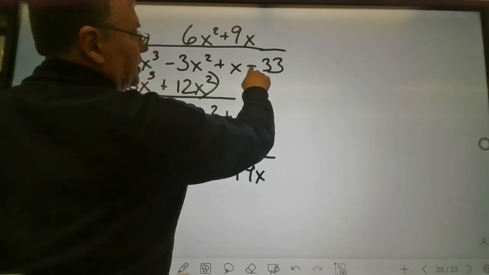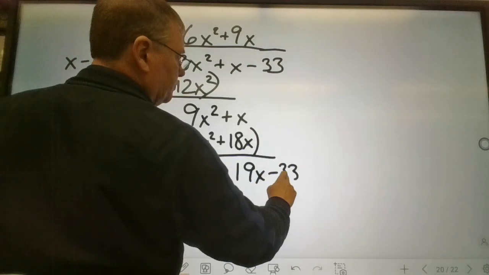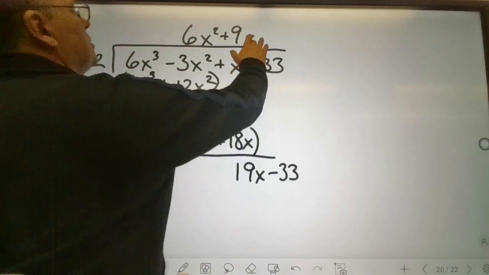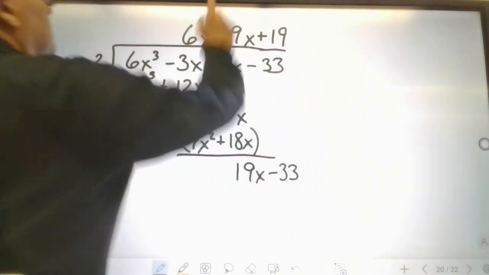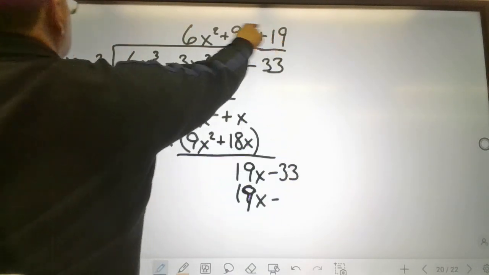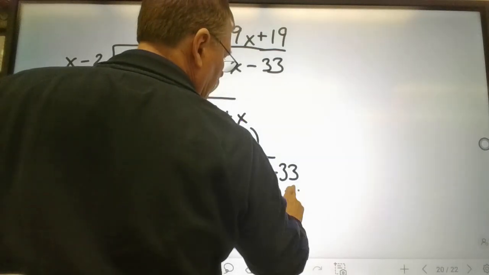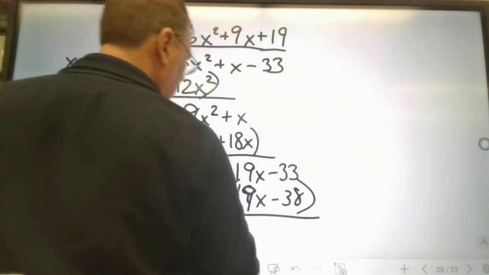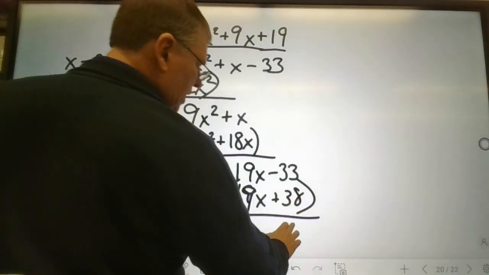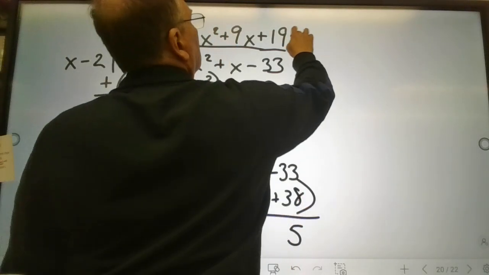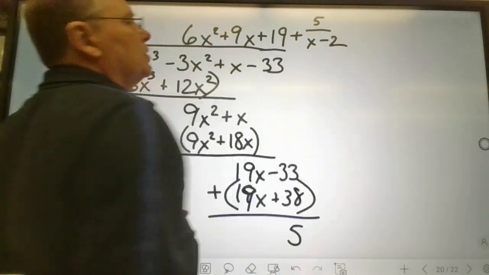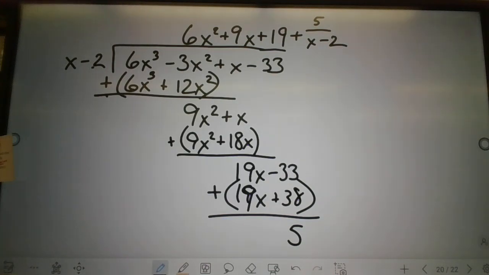Bring down the next term. Don't forget to take the sign with it. What times x gives me 19x? Well, that would be a positive 19. 19 times x is 19x. Minus 19 times 2 is a negative 38. I'm subtracting all of this. So this is gone, subtracting the negative, and I end up with a positive 5 over the divisor for my remainder. So this one would not have reverse FOILed.